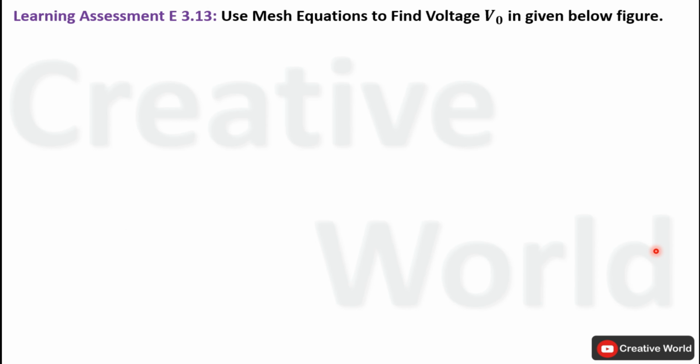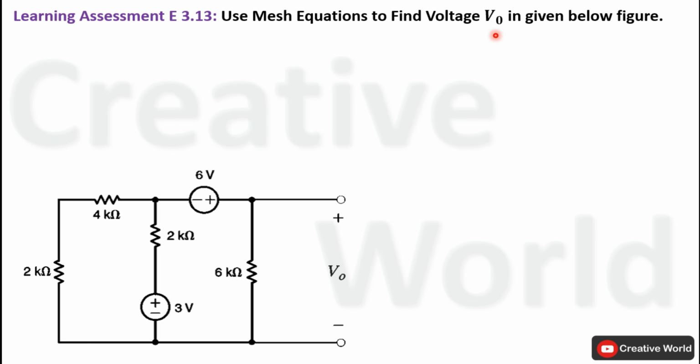Learning assessment E3.13. Use mesh equations to find voltage V0 in the given figure. This is the circuit diagram of the given problem. Inside this network, we have to find the value of voltage across this 6 kilo ohm resistance labeled as V0. And it is also mentioned in this scenario we have to use mesh analysis to solve this problem. So without wasting time, let's proceed towards the solution.